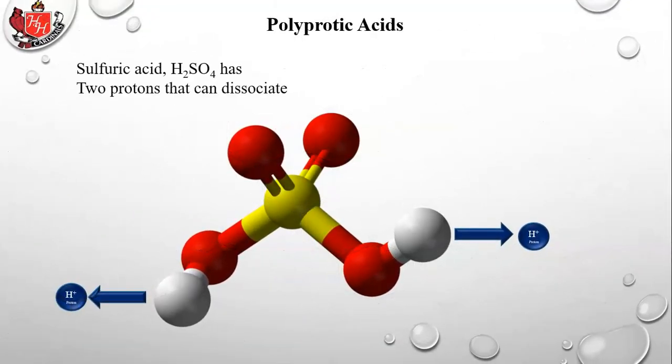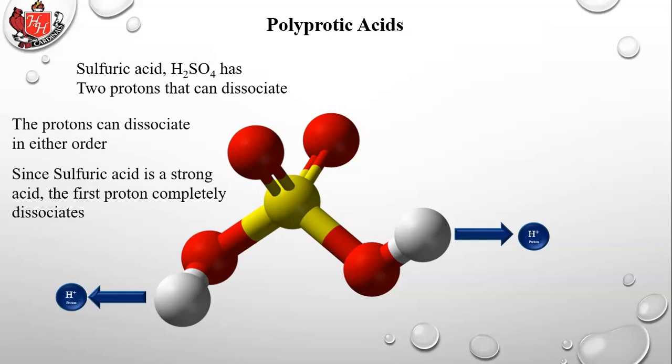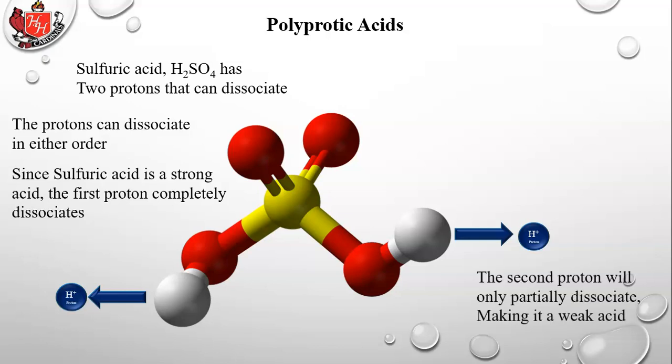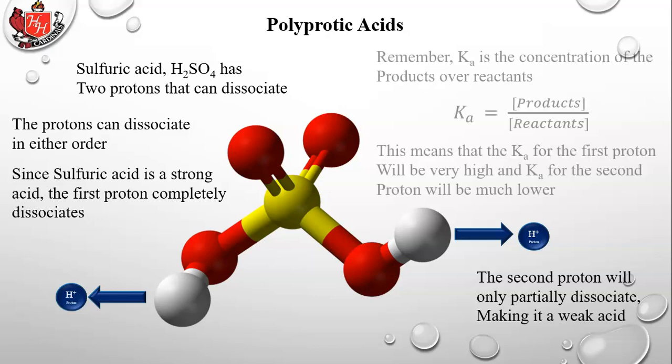Sulfuric acid, H2SO4, has 2 protons that can dissociate. The protons can dissociate in either order. Since sulfuric acid is a strong acid, the first proton completely dissociates 100% of the time. The second proton will only partially dissociate. That makes it a weak acid.